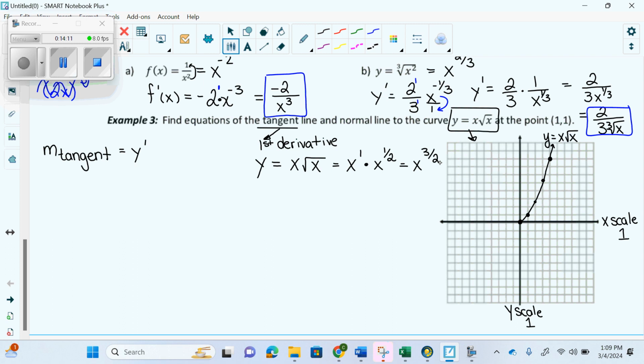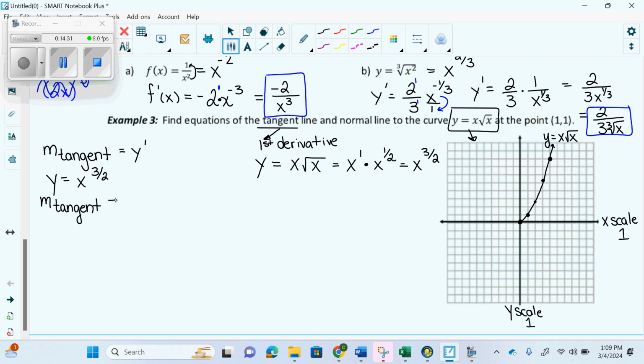And that is something that we can do the power rule to, correct? So let's do that over here. We have y equals x to the 3/2. And I want m tangent, the slope of the tangent. So I have to do the first derivative of this.